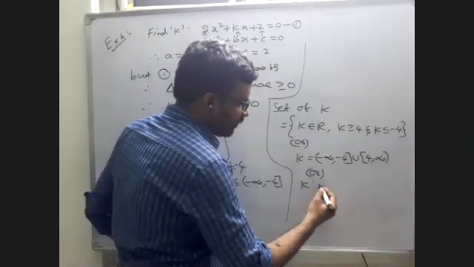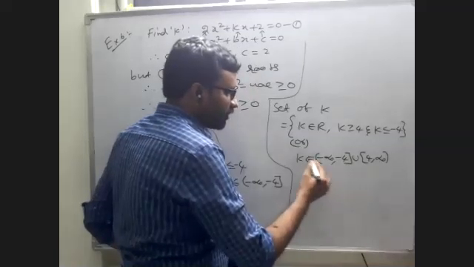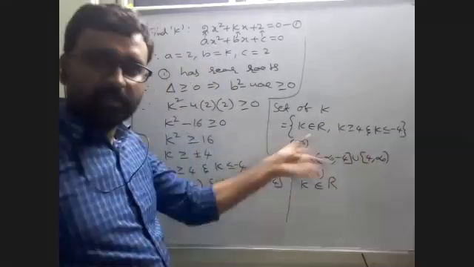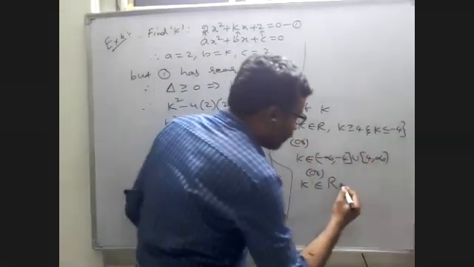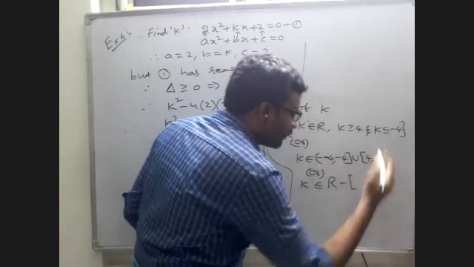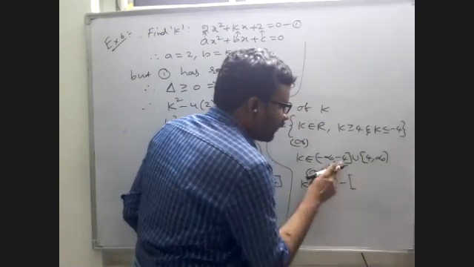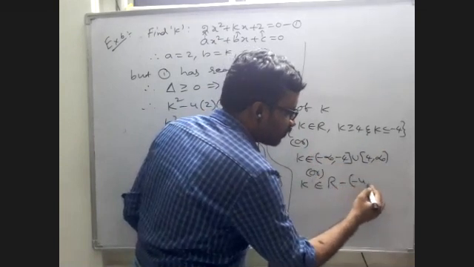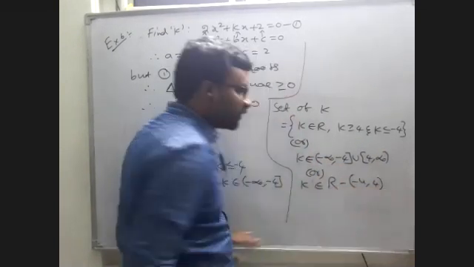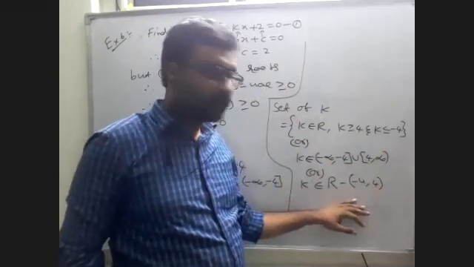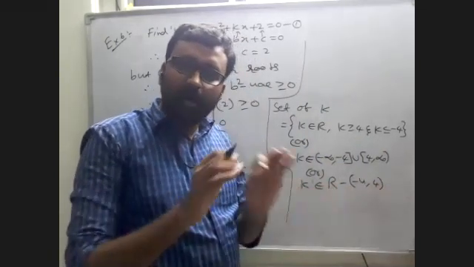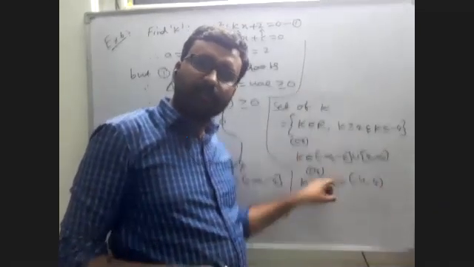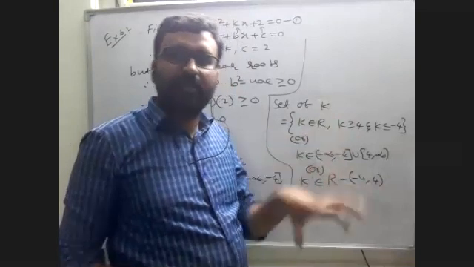K belongs to real numbers, you can write here also. K belongs to all real numbers minus the interval open minus 4 comma 4. The meaning of this is all real numbers exist, minus, we are subtracting some numbers from real numbers.